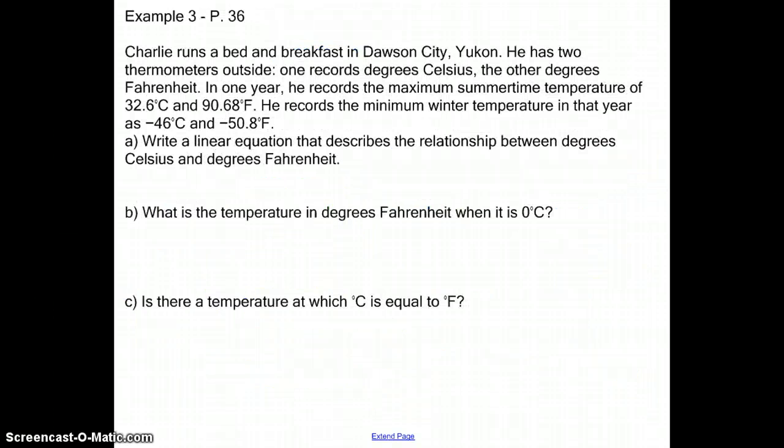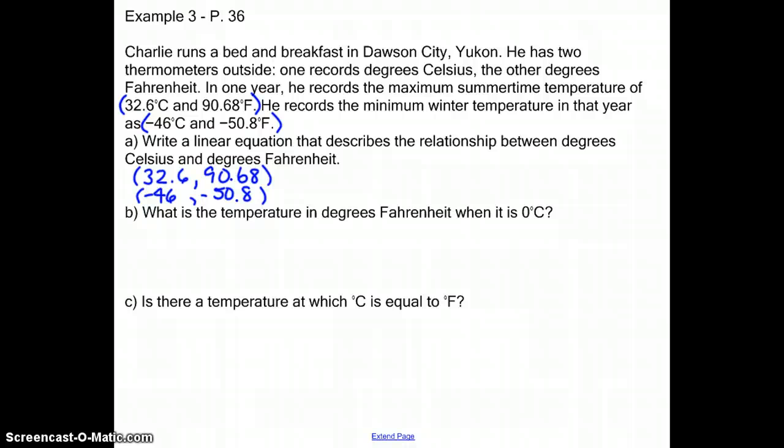All right, so in example 3, we're comparing two different temperatures, the maximum summertime temperature and the minimum winter temperature. So these could be looked at as two ordered pairs. The first ordered pair would be 32.6 and 90.68 because those are our summertime temperatures. The second ordered pair could be at negative 46 degrees Celsius and negative 50.8 degrees Fahrenheit. So here our Fahrenheit is our Y value and our Celsius is our X value.